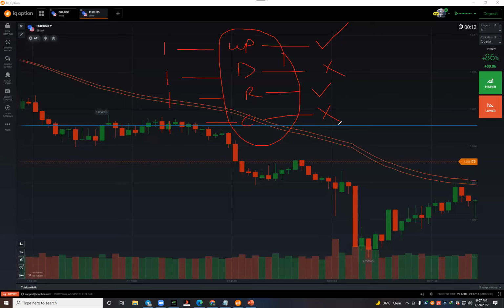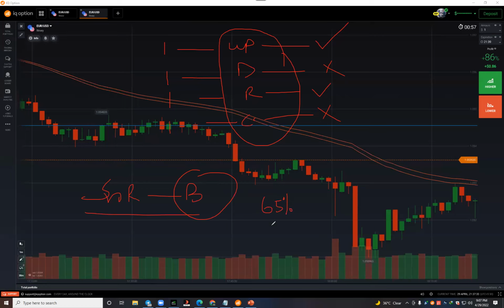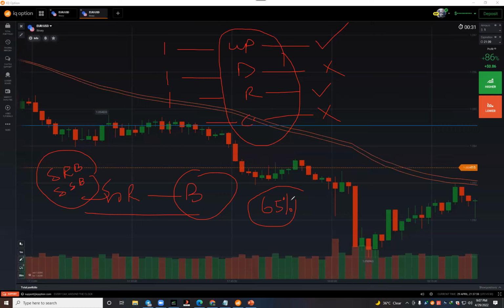If it's someone who is avoiding that, then he can only use the SNR breakout strategy, which is without filter. Also, it's 65%. Which SNR breakout? SRB, strong resistance breakout, SSB. This also is more than 65%. But if he is trading patterns, thinking I must be a master of any one pattern, one strategy, no, then it's not possible. Okay, so these things are very important.